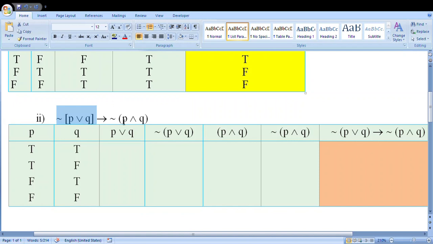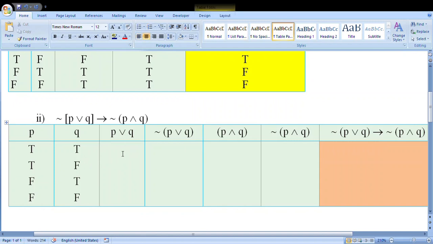Now come to the right hand side. For negation, we first have to find out this P and Q. So it is P and Q. Then do its opposite, that means negation. So it is negation of P and Q. Now we have this part and we have this part. So connect both the parts using the rule of arrow.